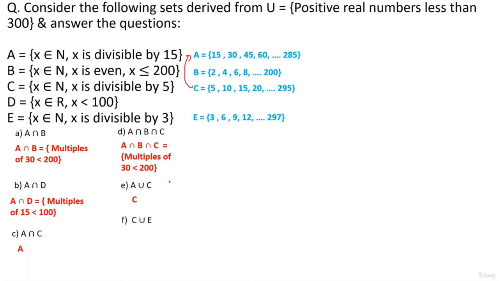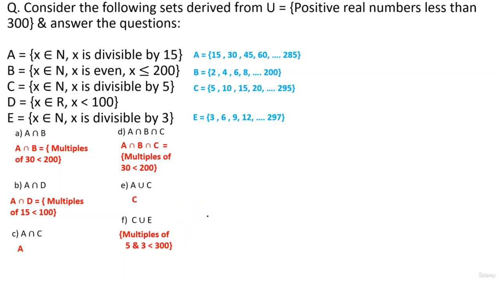The next part is C union E. C tells us that we have multiples of 5 and E tells us that we have multiples of 3. So C union E will be multiples of 3 and multiples of 5. बहुत लोग गलती करते हैं, बोलते हैं multiples of 3 and 5 का LCM 15 होगा. वो कब होगा? जब मैं आपसे बोलूंगा find out C intersection E. दोनों में common क्या आएगा? बट यहाँ पे हमें दोनों को combine करना है. Multiples of 5 combine करना है multiples of 3 के साथ.